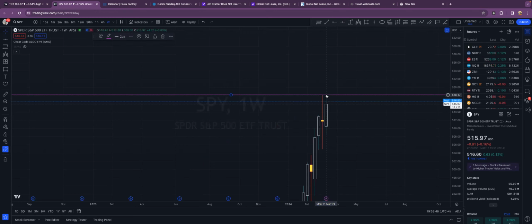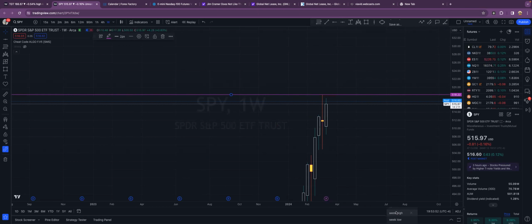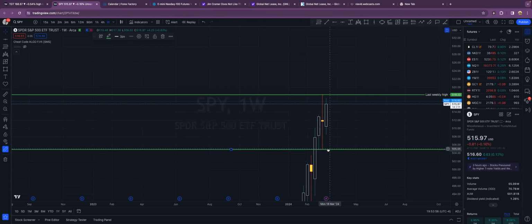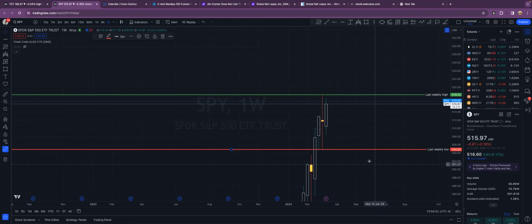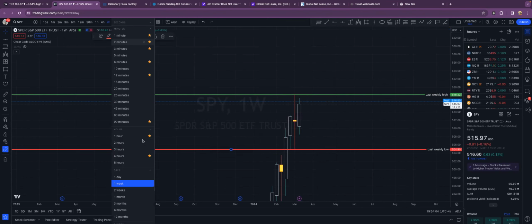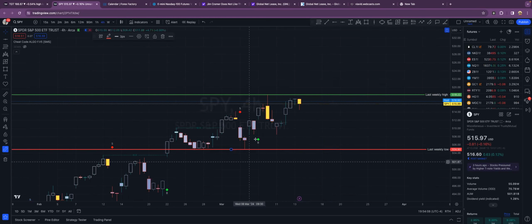So I gotta run my technicals, right? Weekly low. Drop down to the 4 hour. All right, so we're in a range.